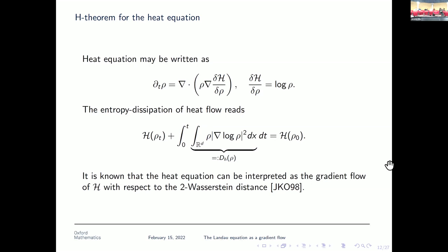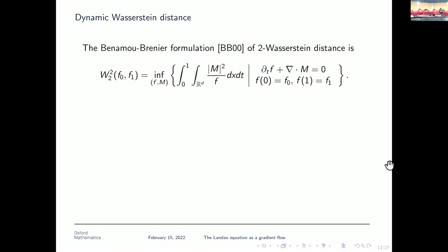Okay, so there is the H theorem for the heat equation, and it's known in the theory of gradient flows, and the people who study that the heat equation can also be thought of as the gradient flow of the Boltzmann entropy with respect to the 2-Wasserstein distance. So I'm trying to basically take that sort of equivalent idea and transfer it over to the Landau equation.